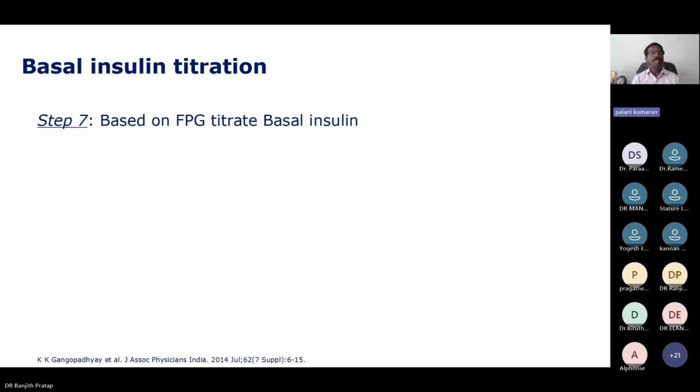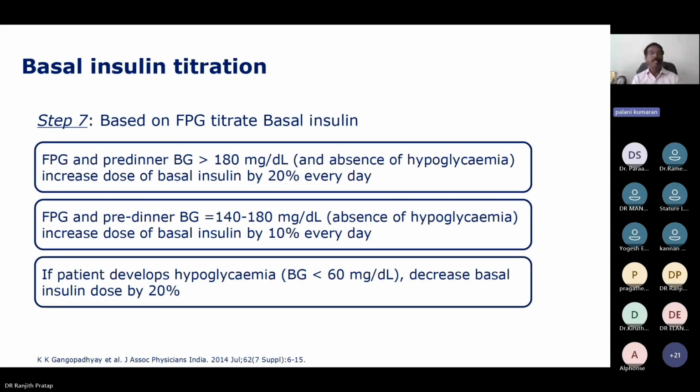Next will be basal insulin titration. This can be titrated with the fasting blood sugar and pre-dinner blood sugar value. If the fasting or pre-dinner blood sugar is more than 180 milligram, we can increase the basal dose by 20% every day. If it is between 140 to 180, we can increase by 10% every day. And if it is in the hypoglycemic range, less than 70, the insulin dose should be reduced by 20%. So by knowing the fasting and pre-dinner values, we can adjust the dose of basal insulin.